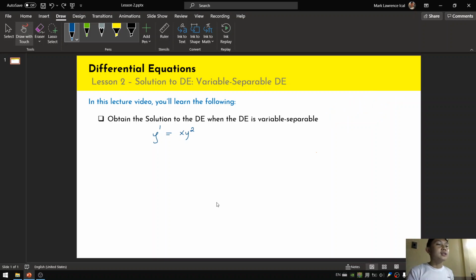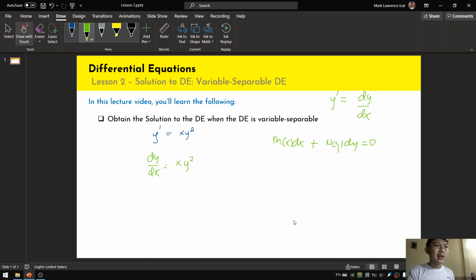Okay, so if you can remember, y prime is dy over dx. So we're going to rewrite this in a way like that. So it's going to be dy over dx is equals to x y squared. Now remember, the structure is M(x) dx plus N(y) dy is equals to 0.